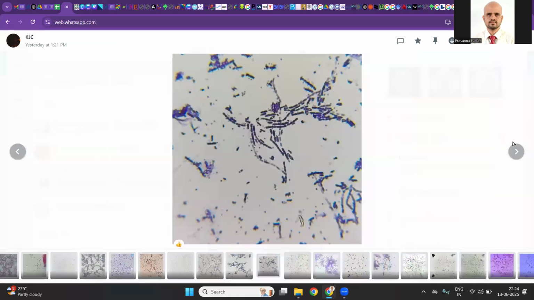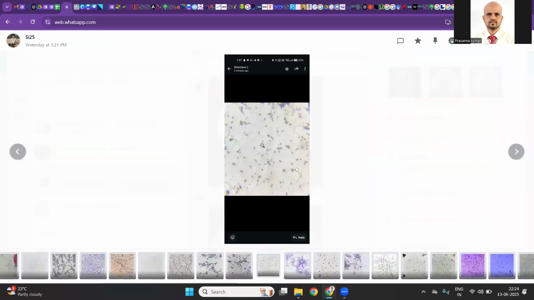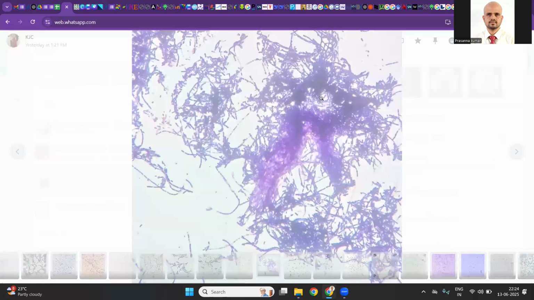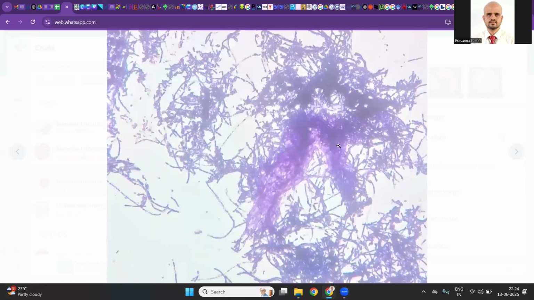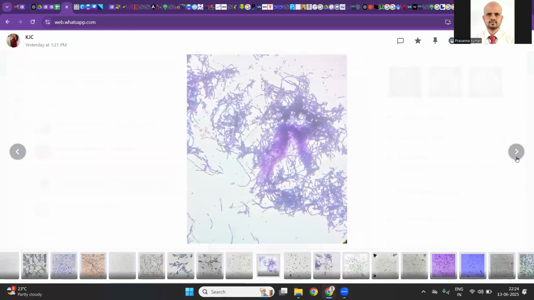Even here, I could say an ideal example of rods in chains could be an actinobacteria in early stages. We have to wait and see. I think still contrast has to be increased. Definitely contrast needs to be increased. Again, another cue that this could be an actinobacteria, because you are seeing filament-like structures. This can also be an actinobacteria.